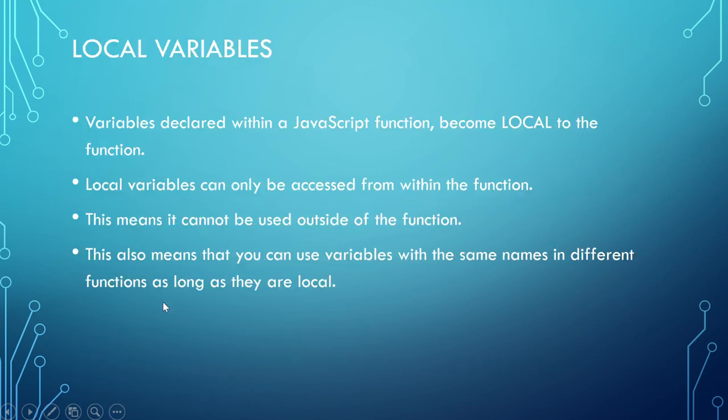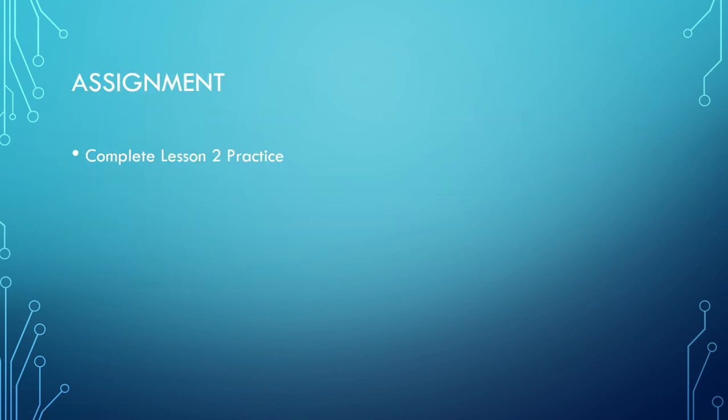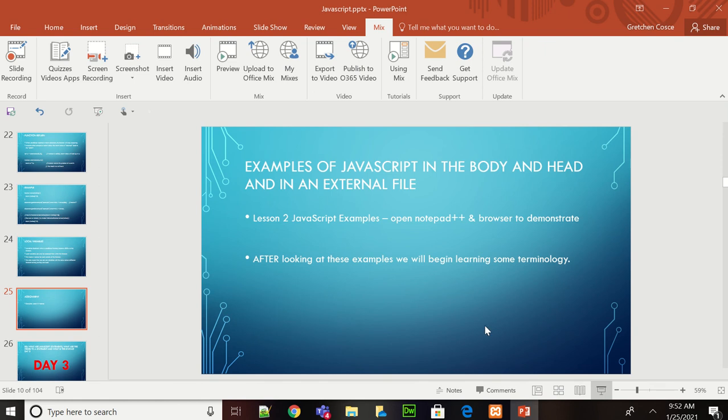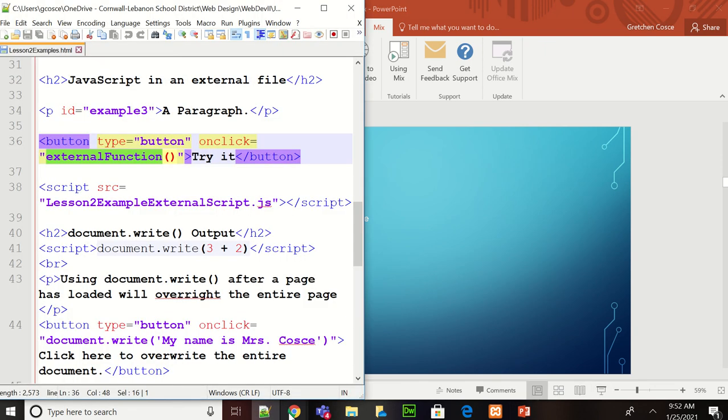Okay. Local variables. Variables that are declared within a JavaScript function become local to the function. They can only be accessed from within the function. This means you cannot use them outside of the function. However, it also means you can use variables with the same names for different functions, as long as they're only local. Alright, you're going to do lesson practice 2, but first we're going to look at some of these other examples.